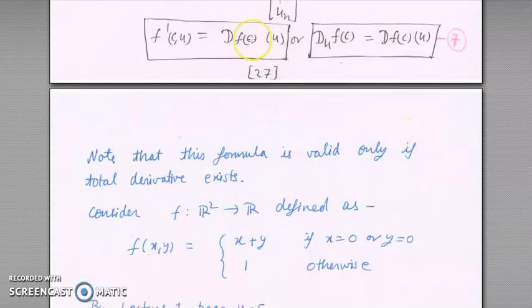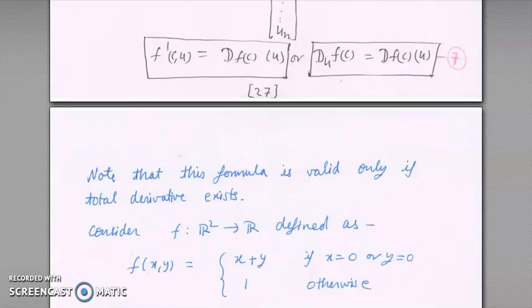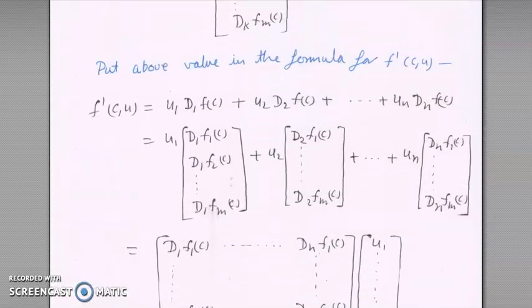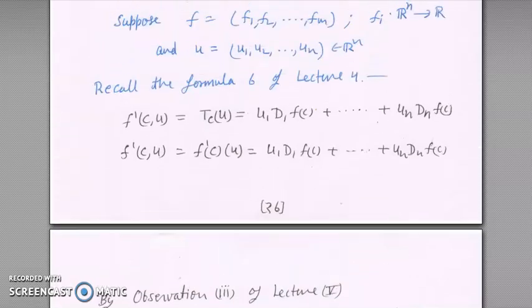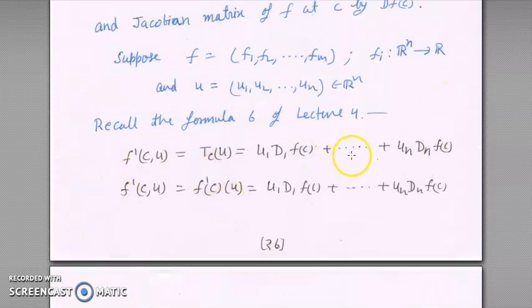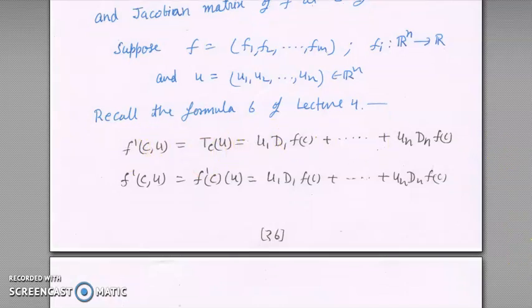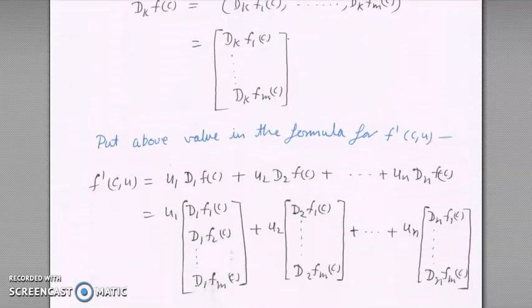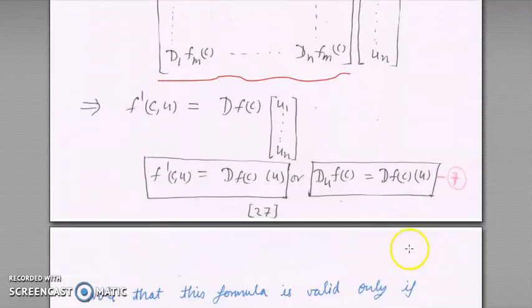Now this formula, as we have seen earlier, is valid if the total derivative exists. What is actually this formula? This formula is actually a matrix version of this formula. So we have written everything in the matrix form. So you may say that this is the matrix version of this formula, but that formula was valid only if total derivative exists. So this formula is also valid only if total derivative exists.